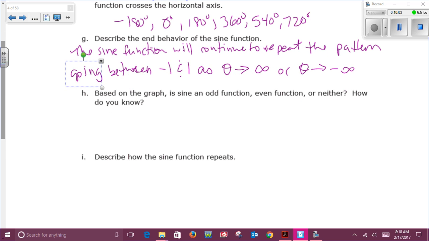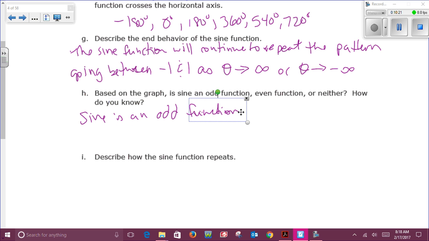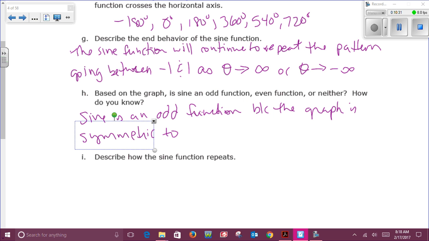Based on the graph, is the sine function an odd function, an even function, or neither, and how do you know? Well, sine is an odd function. And it's an odd function because the graph is symmetric to the origin. So that makes it an odd function.